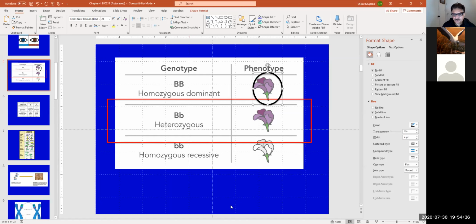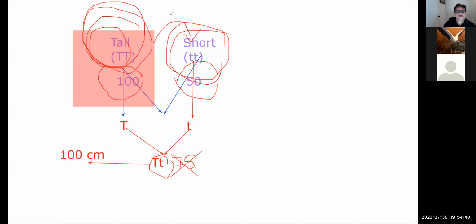So let's understand in the context of tallness. TT represents tallness, and this is homozygous dominant. Small t represents shortness. Because they're identical, it is homozygous recessive. It doesn't express itself. What about this? Big T small t is heterozygous. But because tallness is dominant, all the plants are tall, so this is the heterozygous condition.